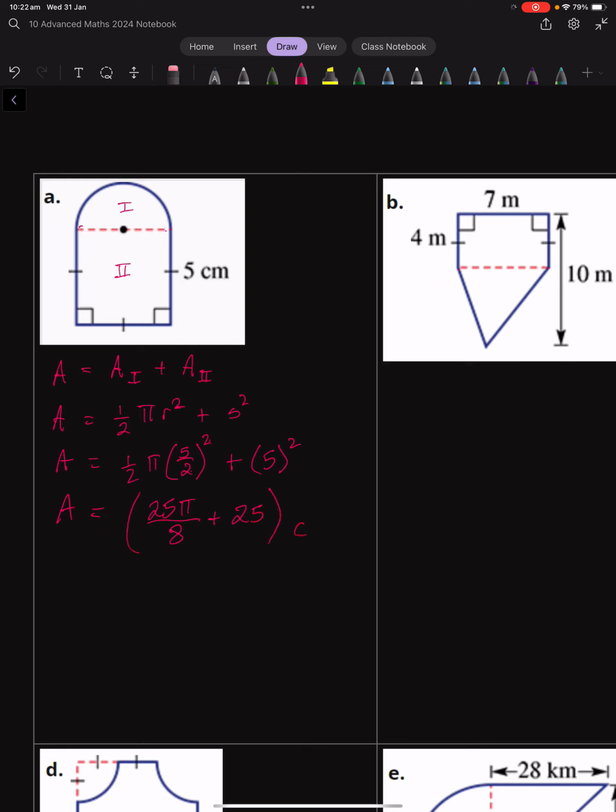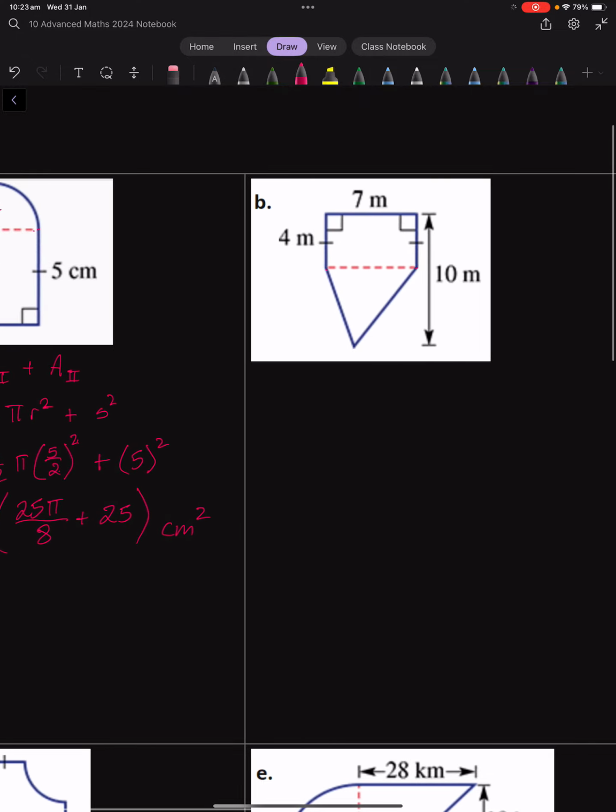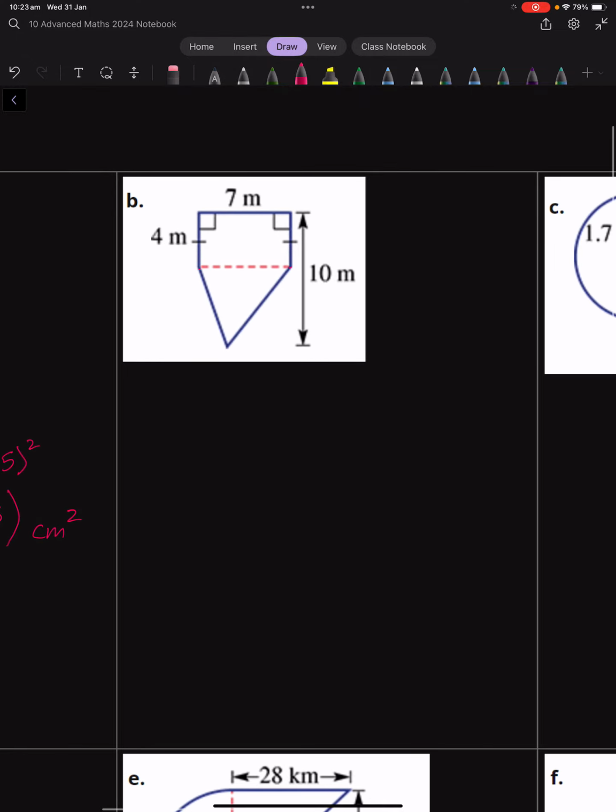That's my answer. Include my units. That's how many square centimetres the area of that shape is. If you wanted to write that as a single fraction, you could, but there's no need to. Again, here I'm going to have 2 areas, area 1 and area 2. The total area is going to be area 1 plus area 2.